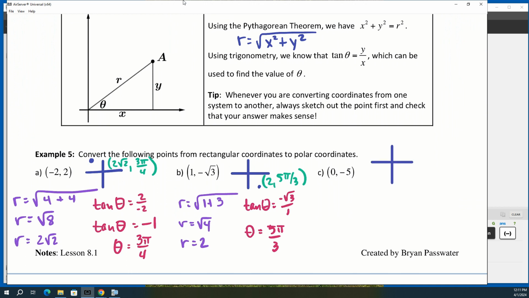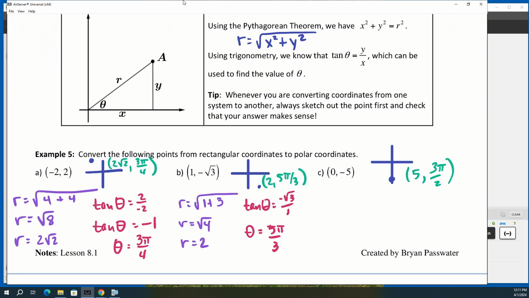Okay, so over 0, down 5. Now, I already know what the answer to this is. So I know that the distance, if I went down 5, the distance that is away from 0 or the pole is 5. And I also know that angle there is 3 pi over 2. So I could skip it. Like, I don't have to do all the things.